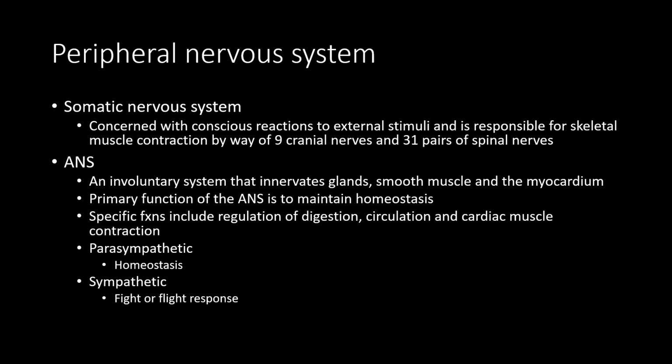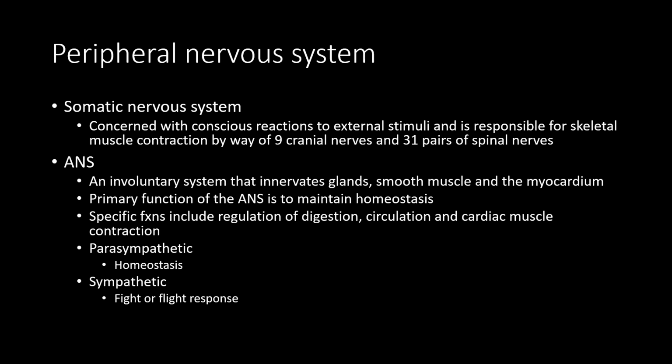Quick review, because we've touched on this, the peripheral nervous system breaks down into the somatic nervous system and the autonomic nervous system. Somatic nervous system is concerned with conscious reactions to external stimuli and is responsible for skeletal muscle contraction by way of 9 cranial nerves and 31 pairs of spinal nerves. I would review your cranial nerves before your first exam.